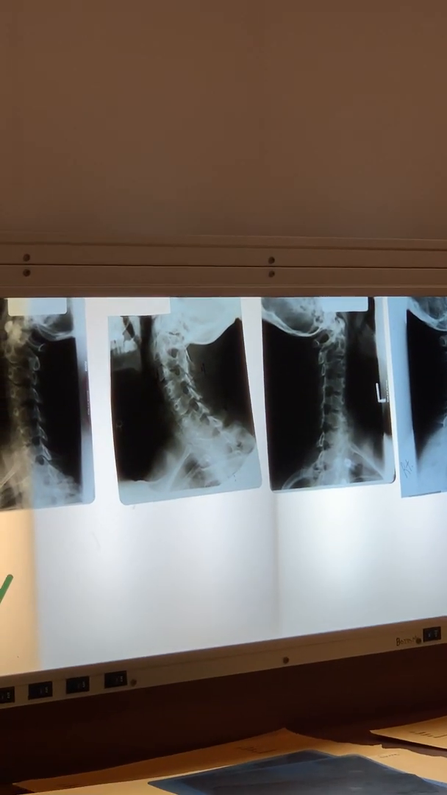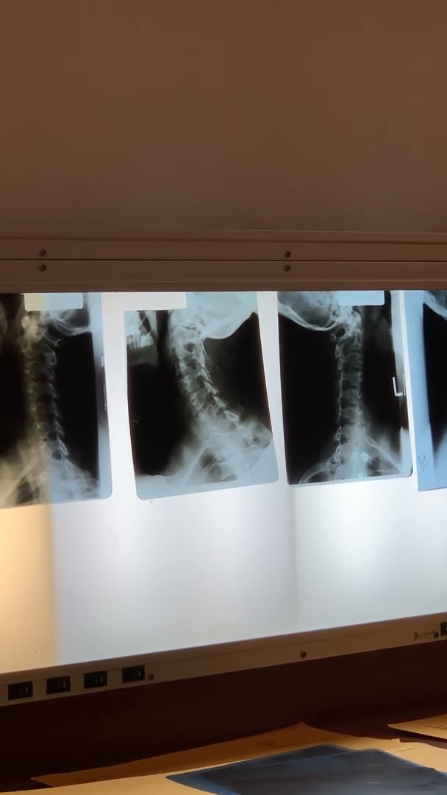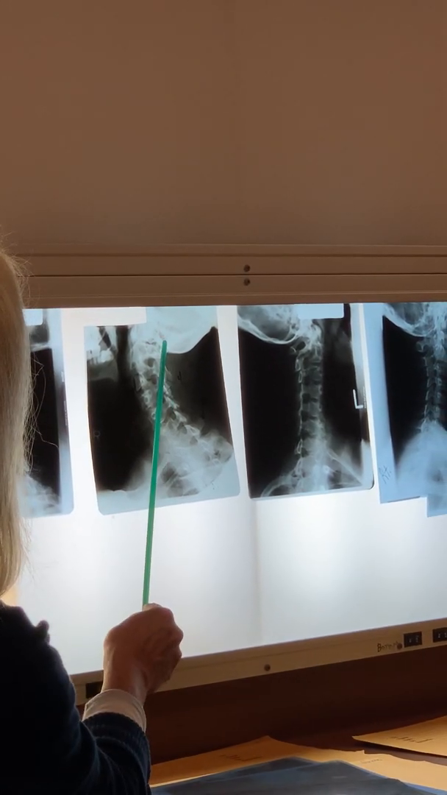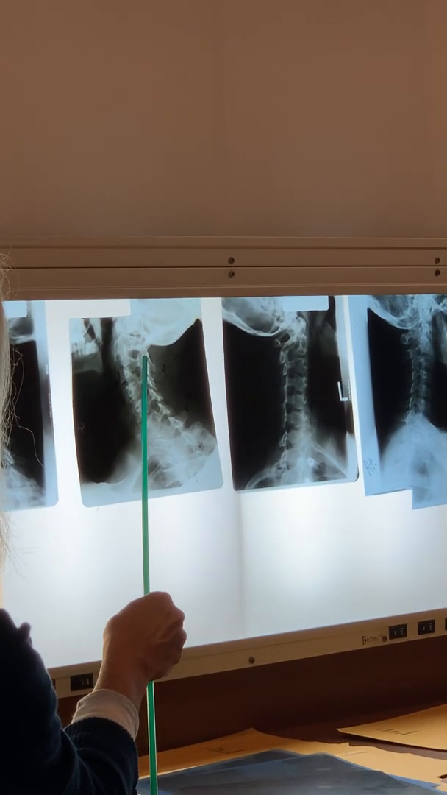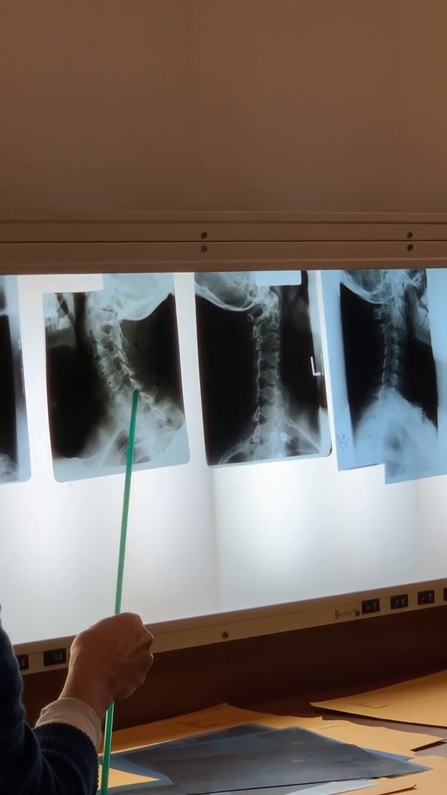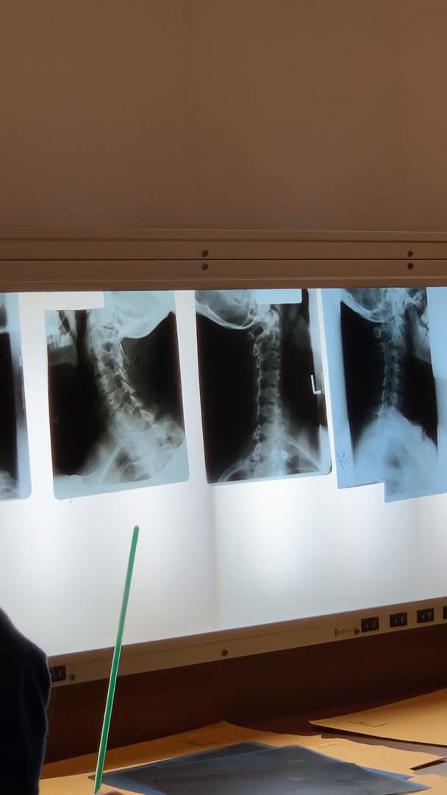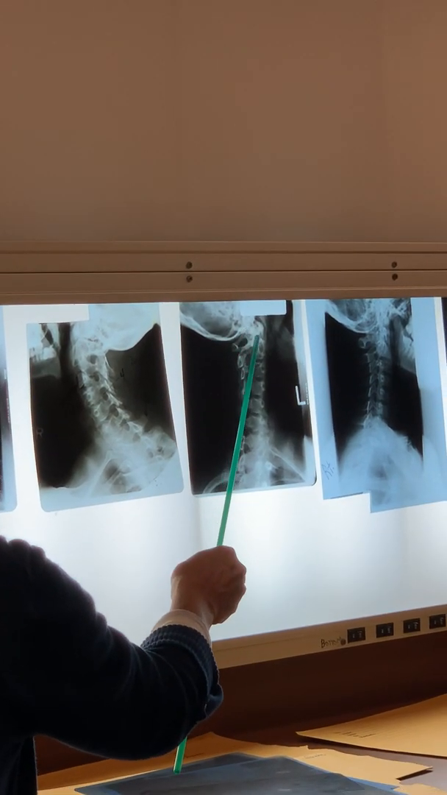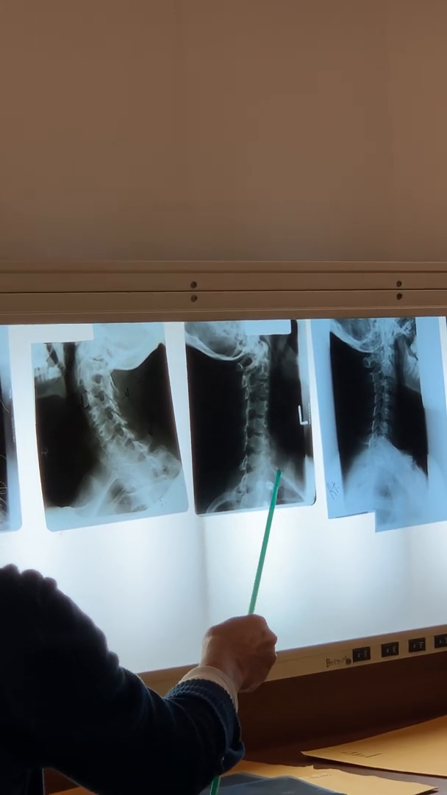All right, over here. It's a pretty one too. What position? Should have been RPO. Yeah, that's another RPO. This looks like C1 up in here. 4, 5, 6, C7, and there's T1 here. That's a good one. You see we can count from 1 all the way down. 2, 3, 4, 5, 6, 7, and T1 is here.